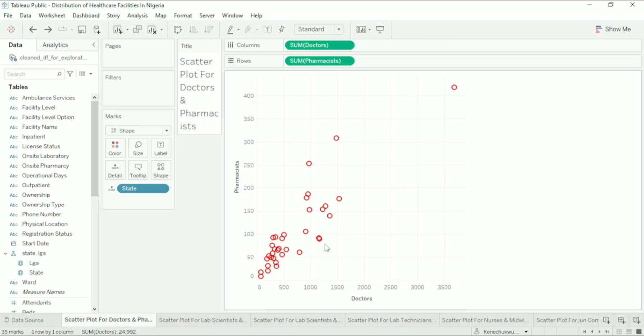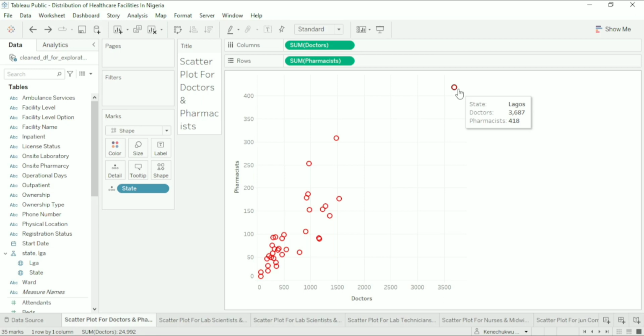So this is a scatter plot of pharmacy and doctor. As you can see, they are correlated because you have many values. As this one increases, the other one increases. But we have an outlier here, which is a matter of concern. We're having 3,000 doctors there and 418 pharmacists. So this is a matter of concern, but I will not have to fix the missing value.